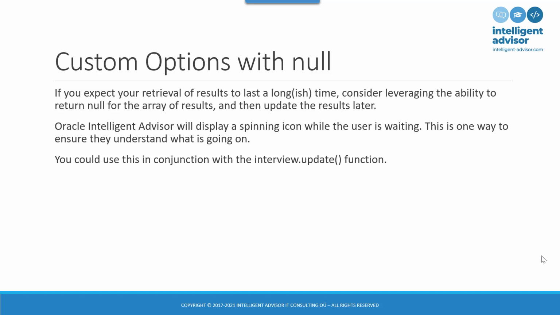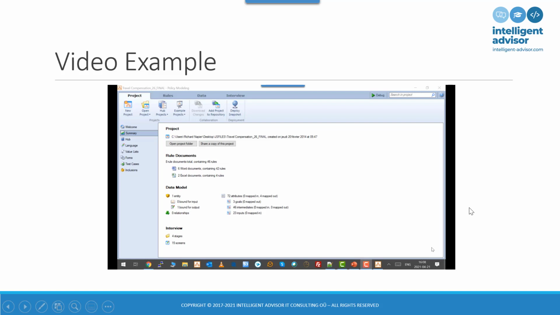But Oracle Intelligent Advisor offers us a standard feature, which allows us to display a simple spinning icon while the value is null, so while the user is waiting. It's one way to ensure that the user understands what's going on. And then you could update the interview as and when values were available, or as and when your list could be constructed. So here's a very simple example of using that concept of returning null.